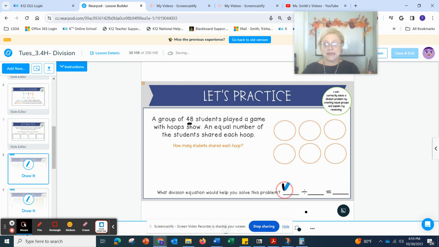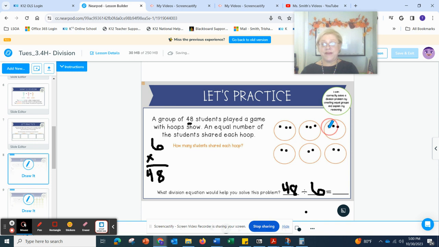So 48 divided by 6, 48 broken up into 6 equal groups, equals how many? How many students are going to share each hoop? We can do it through multiplication. 6 times what equals 48? Or we can model it out. Let's model it out.